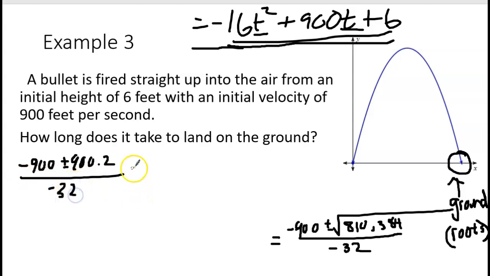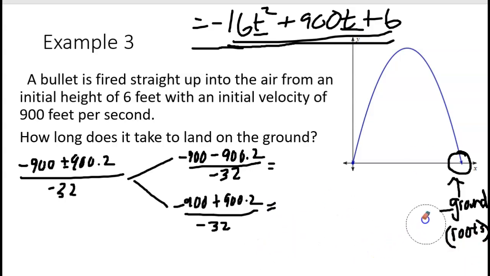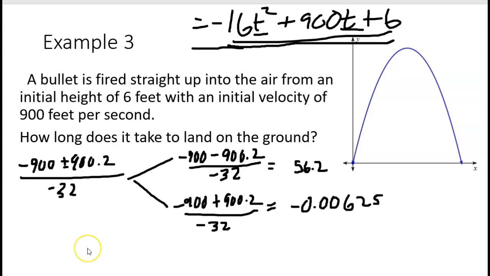Okay? And then we're going to split this up into two problems. We're going to do one where we do negative 900 minus 900.2 divided by negative 32. And then we're going to do another one where we do negative 900 plus 900.2 over negative 32. And then we're just going to use our calculator to do both of these problems at this point. Of course, you're going to do the adding or subtracting in the numerator first, and then you do the division. So, let's go ahead and do that. So, here's our answers.